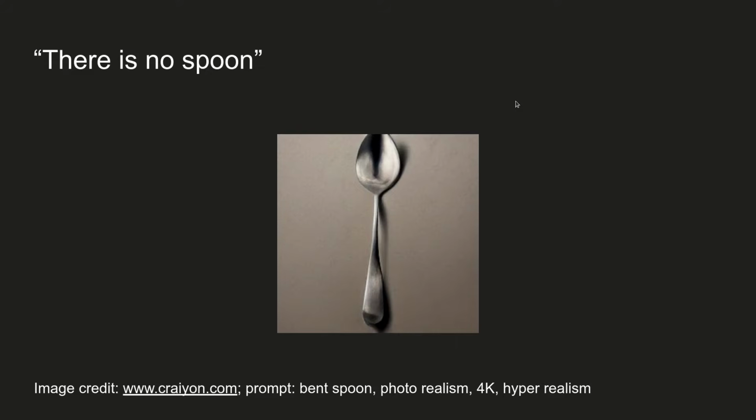But first, a picture of a spoon from crayon.com. Crayon.com is an artificial intelligence art generator. All I did to create this image was type in the words bent spoon, photorealism, 4K, hyperrealism, and there really is no spoon because this is a completely artificially generated image. I use a lot of these images throughout my presentations because they're really easy to credit and avoid any copyright issues. So you'll see some more going forward.